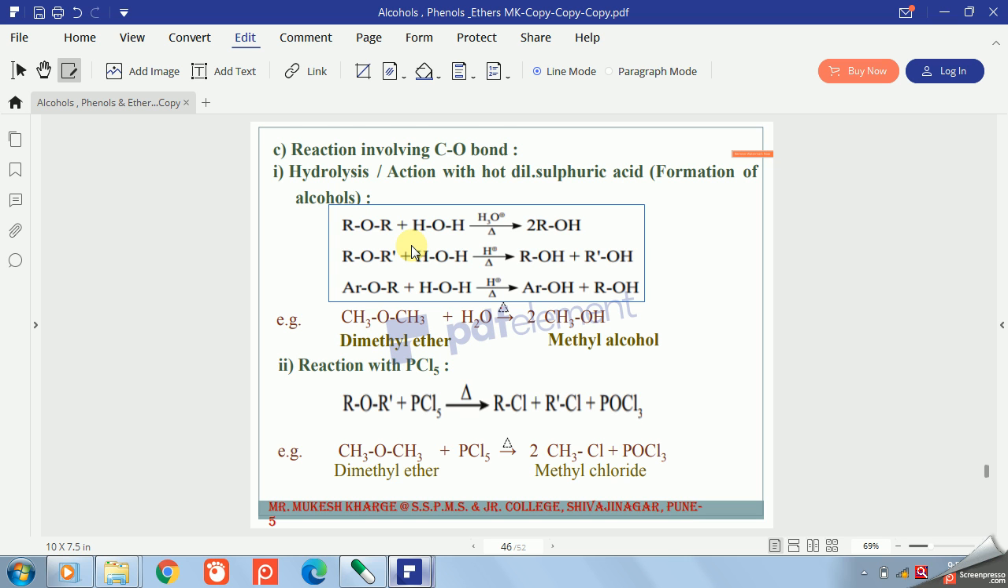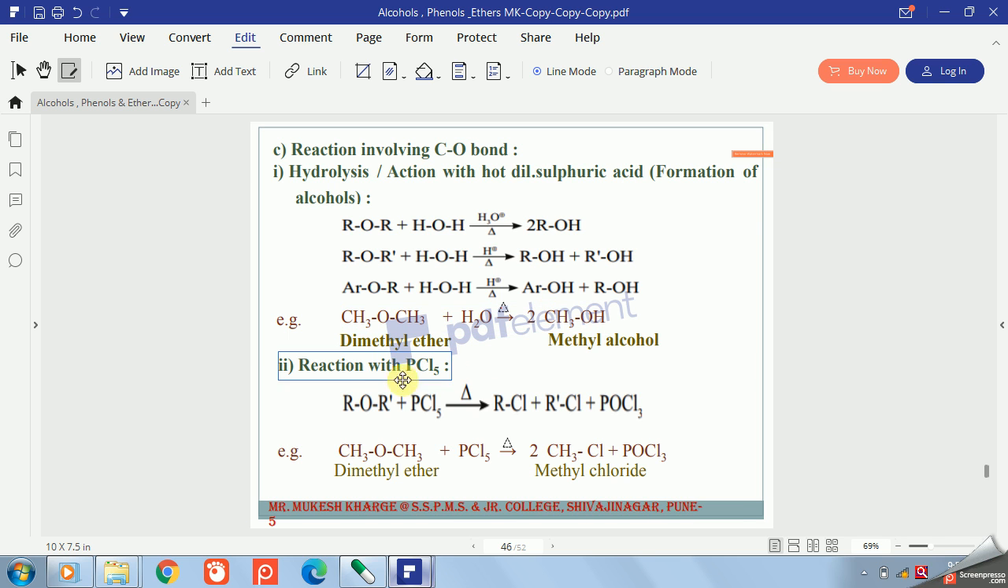So diethyl ether gives ethyl alcohol, dimethyl ether gives methyl alcohol. But if you take a mixed ether ROR', then we get two different types of alcohols. So let us suppose one alkyl group is CH3 and another alkyl group is C2H5. Then we get CH3OH and C2H5OH. So we get methyl alcohol and ethyl alcohol as products. So this is about the hydrolysis of ether, and we get alcohol as a product.